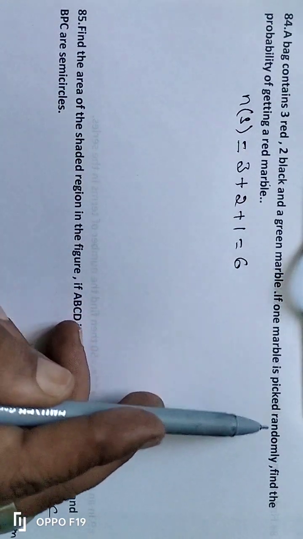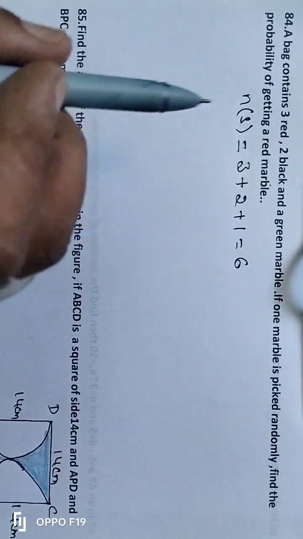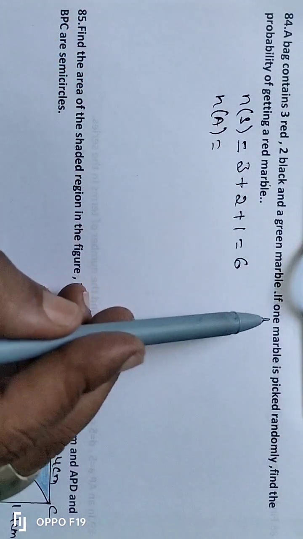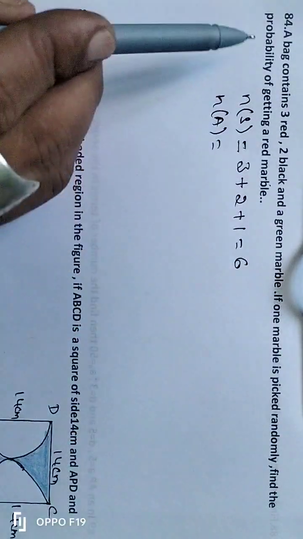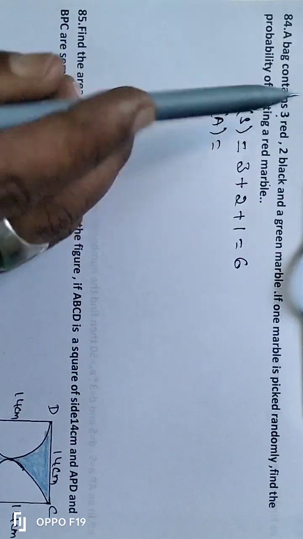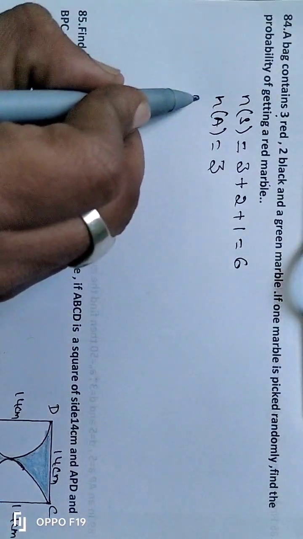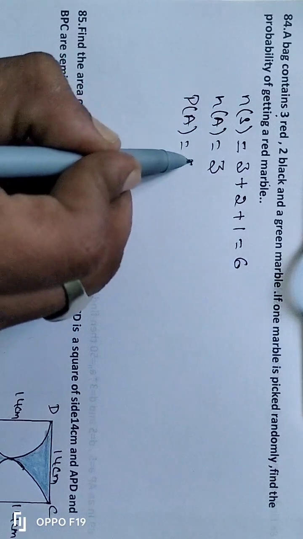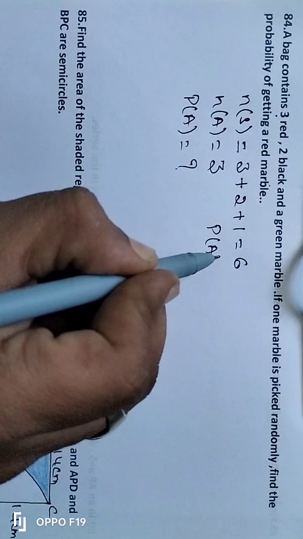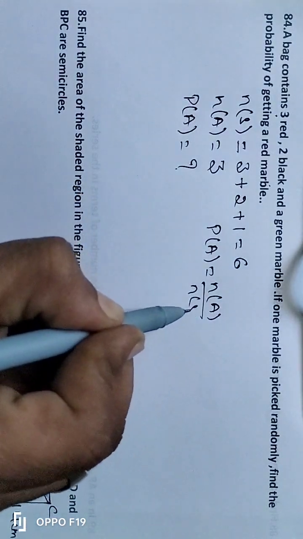If one marble is picked randomly, find the probability of getting a red marble. Now n of A is equal to, how many red marbles are there? 3. Therefore n of A is equal to 3. Now we have to find out P of A. So P of A is equal to question mark. So what is P of A? P of A is equal to n of A divided by n of S.